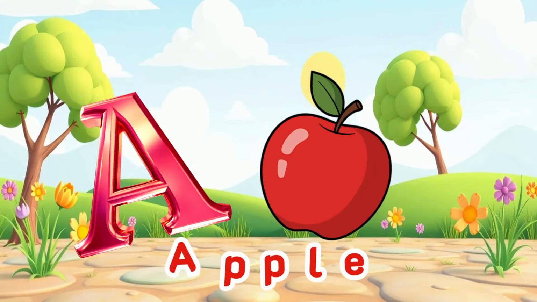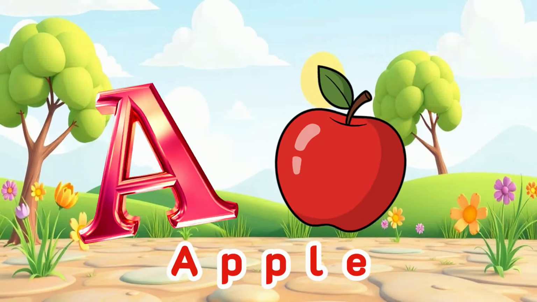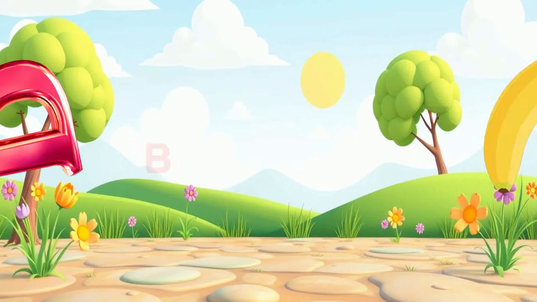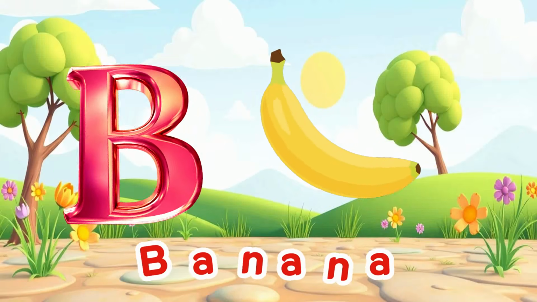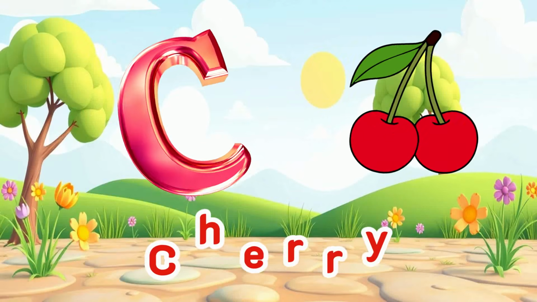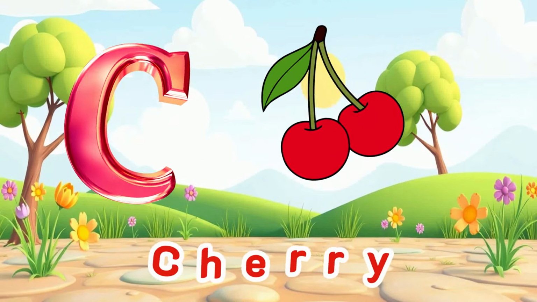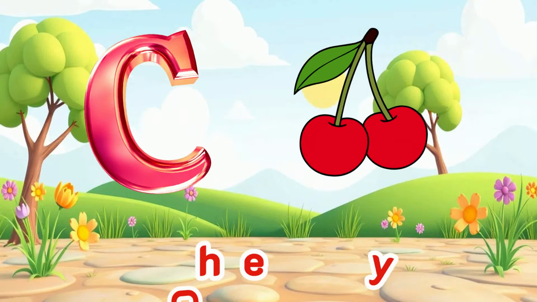A is for apple. A, apple. A is for apple. B is for banana. B, banana. B is for banana. C is for cherry. C, cherry. C is for cherry.